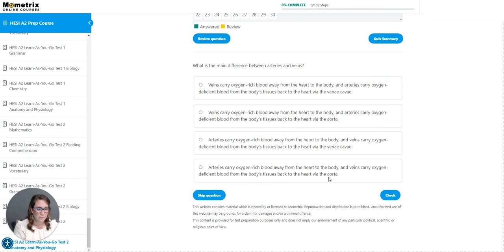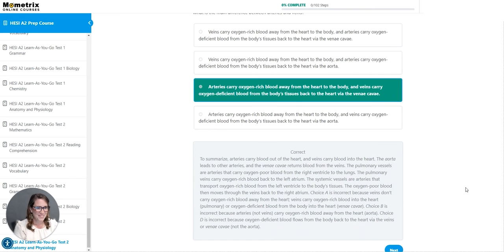Back to the heart via the aorta. Not correct. Aorta is the largest artery you have in your body, and that, obviously, since it's an artery, is taking blood away from the heart, and that's oxygenated. So that is incorrect. Making choice 3 our answer.